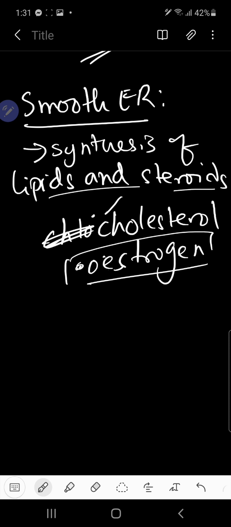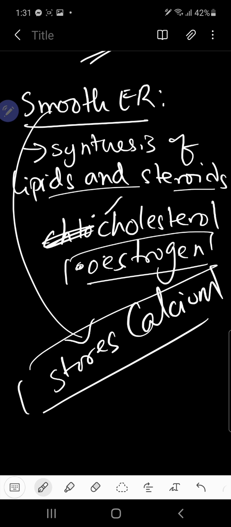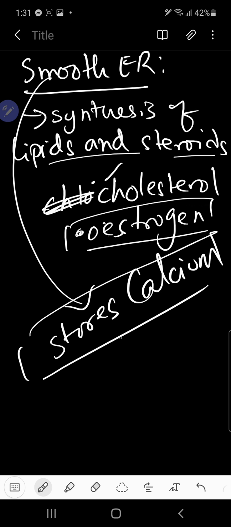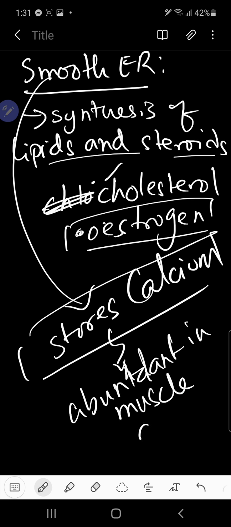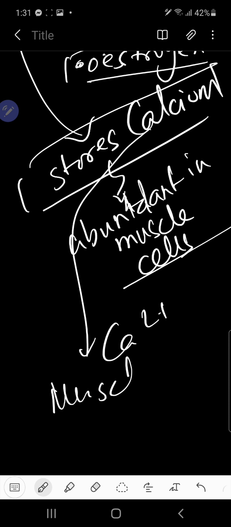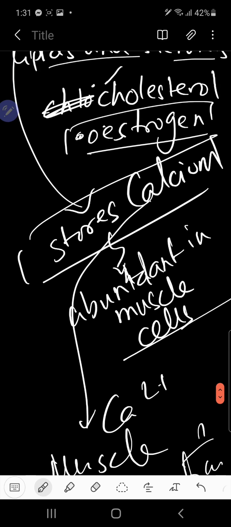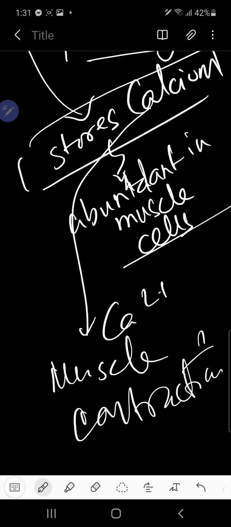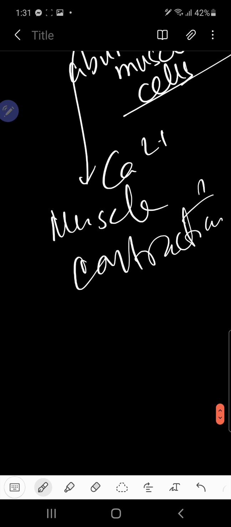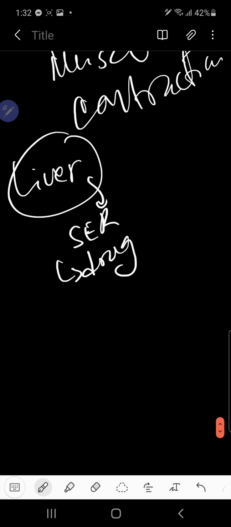And another important factor of the smooth endoplasmic reticulum is that it stores calcium. Okay, it is required for the storage of calcium. As a result, the smooth endoplasmic reticulum can be seen in abundant amounts in our muscle cells, where calcium is used up for muscle contraction. So as a result, the smooth endoplasmic reticulum is often found in huge amounts in the muscle cells. Also, in the liver, the SER, or smooth endoplasmic reticulum, can be used for drug metabolization.